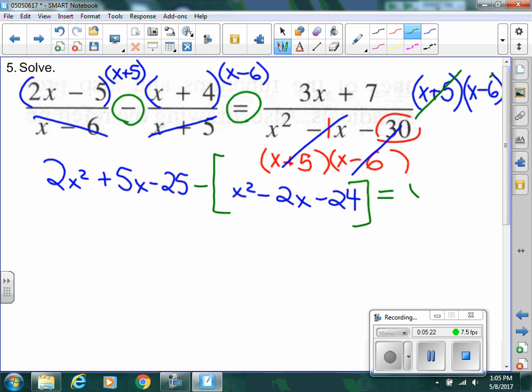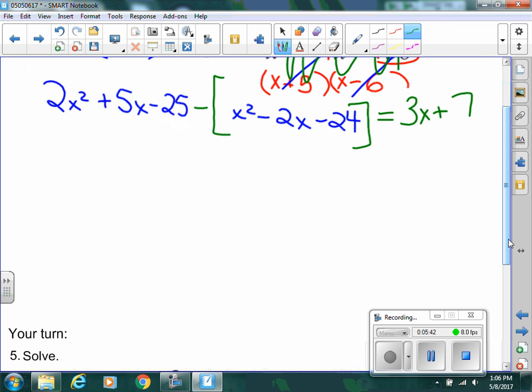No, that all canceled. That canceled. I was going to write the wrong thing. So I just have the top left. So the top is 3x plus 7. Because everything down here is gone. I just have what's left on top. Okay? So let me do a couple things at once, if you don't mind.